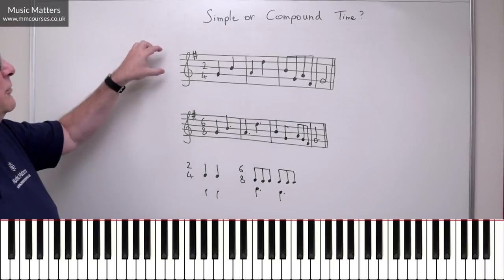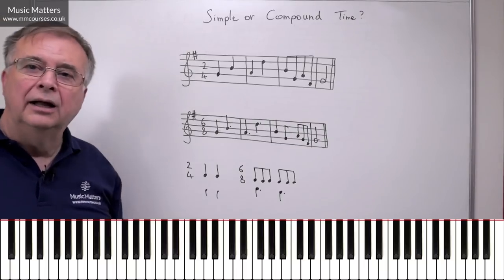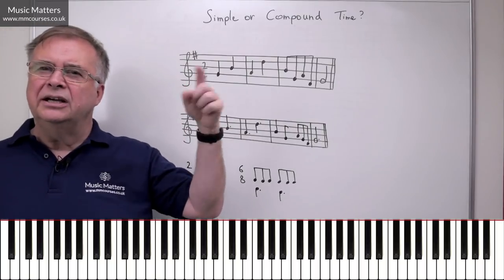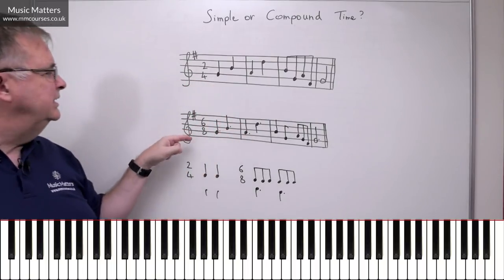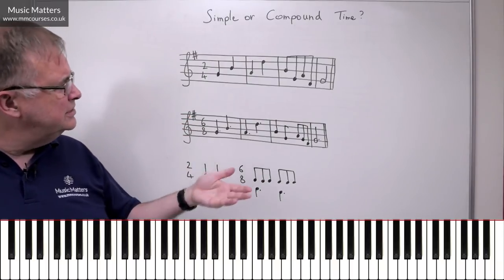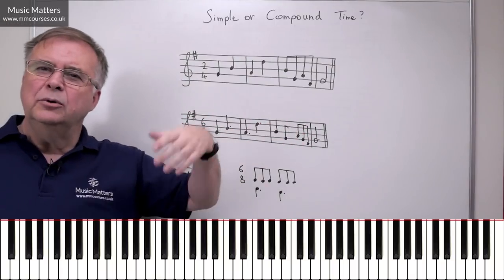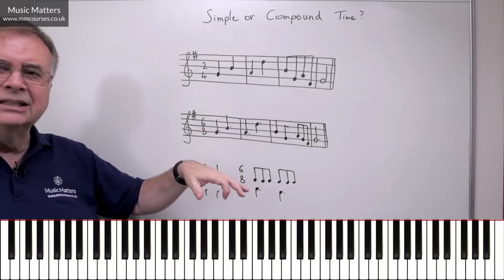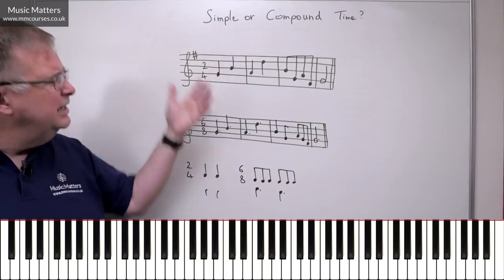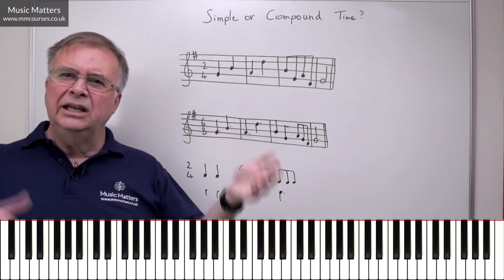So in this version, I'm counting two beats. In this version, I'm counting two beats. In this version, those beats naturally divide into two. In this version, these beats naturally divide into three. So it has a different feel to it. You can feel the compound time as a slightly more kind of lilting quality, doesn't it, than the 2-4 time. But I hope that enables you to understand the theoretical difference and also just to begin to hear the difference.